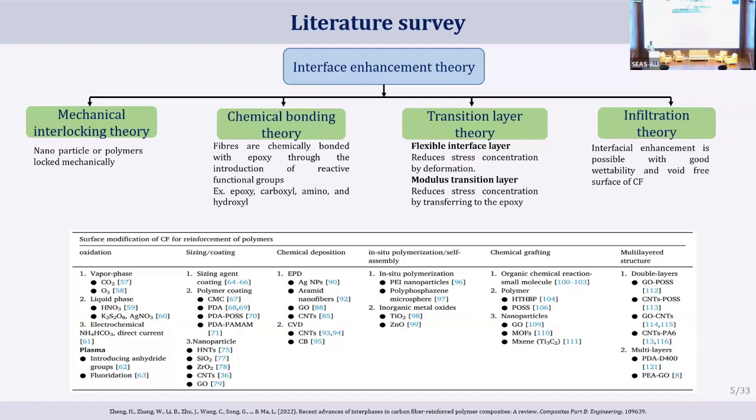So based on these theories, various researchers have worked on this. Many have done oxidation treatment on the carbon fiber, coatings, sizing, chemical grafting, and multi-scale structural depositions. And out of these, one is graphene deposition on the carbon fiber, which increases the surface roughness and increases the thickness of the interface region, and which creates mechanical interlocking and modulation in the transition region.